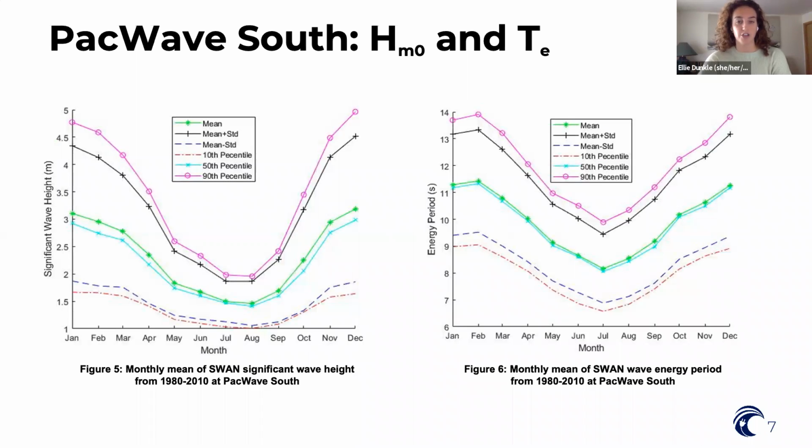Figure 5 shows the variation of monthly mean of significant wave height. And these are minimum in the summer and maximum in the winter, which is expected since more storms occur in the wintertime. Energy period is shown in figure 6 and also decreases in the summer months and is maximum in the winter. In the summer, waves are more often forced by local winds. And so that induces high frequency waves, which are indicated by the lower wave periods compared to the winter times.